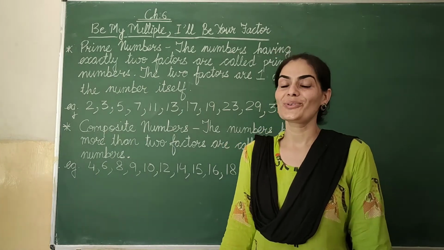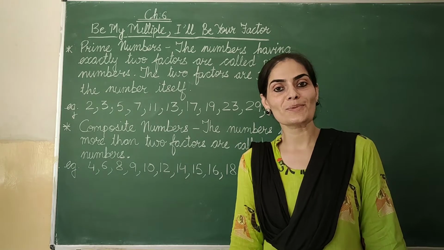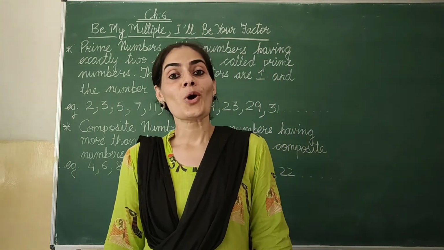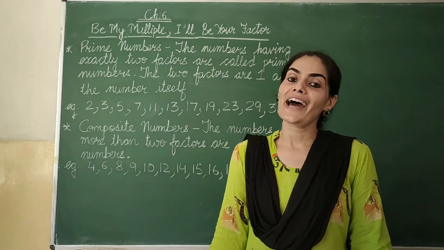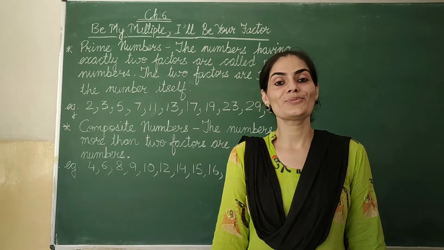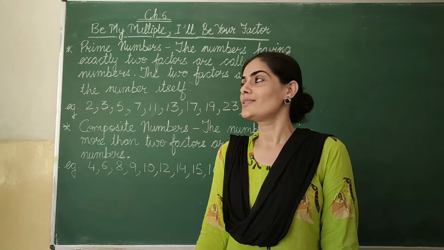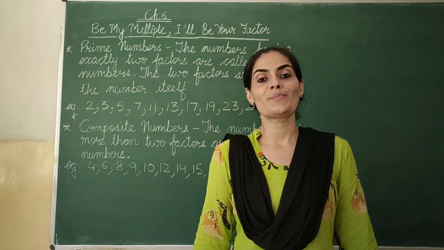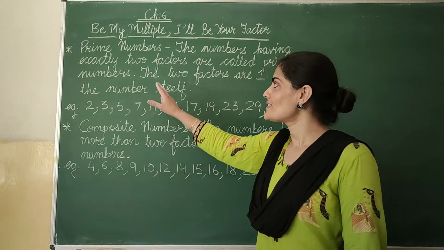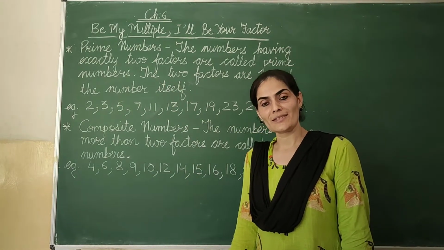Children, by now you are very well aware of the terms factors, multiples, common multiples, lowest common multiple, common factors and highest common factor. Now let me tell you two more important things. We are talking about types of numbers on the basis of factors they have. The first type of number we will learn about is prime numbers.